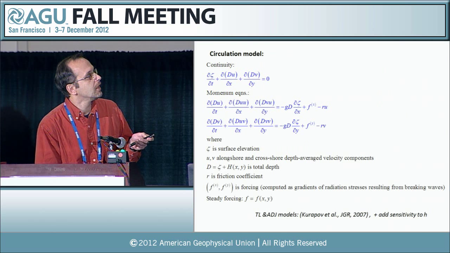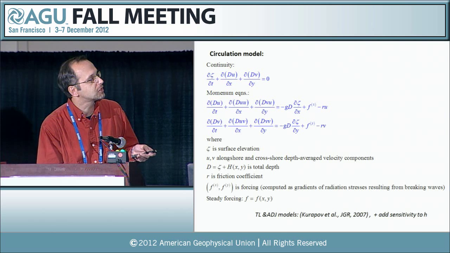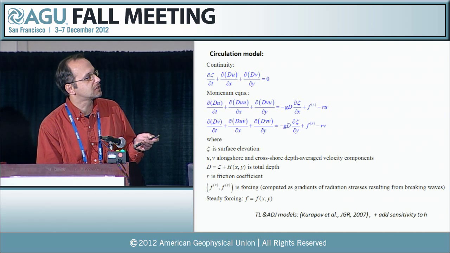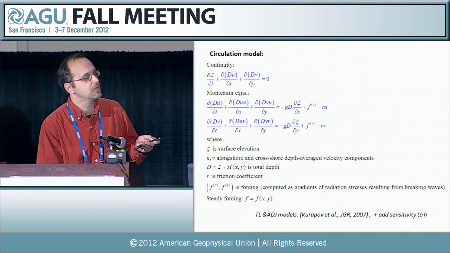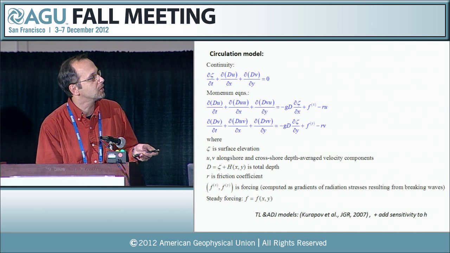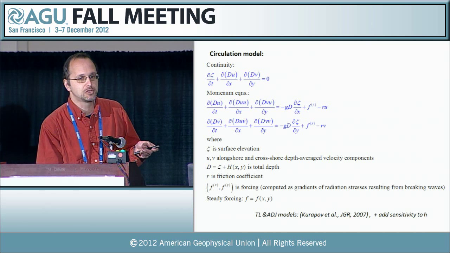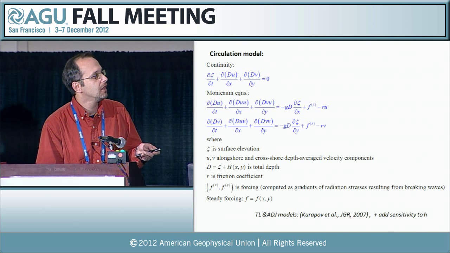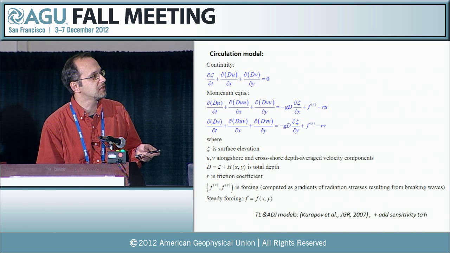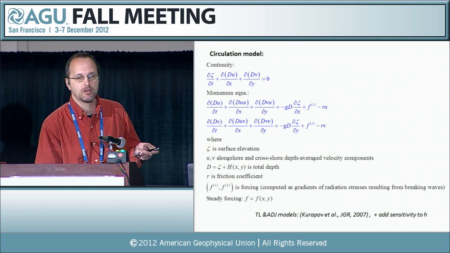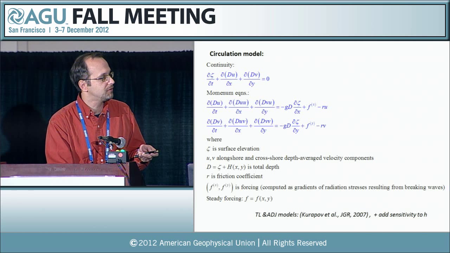The circulation model uses that forcing from the wave model right here. It's a standard nonlinear shallow water model, with continuity and momentum equations. It's forced by steady forcing, which can be spatially dependent. And also we have linear friction. Depending on the linear friction coefficient, the character of the flow can be different.